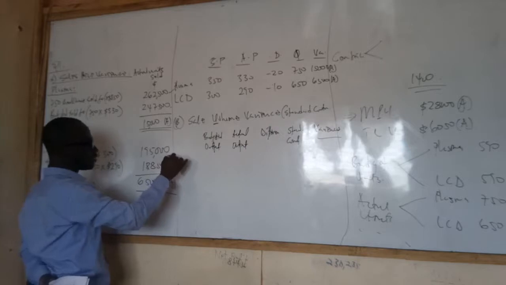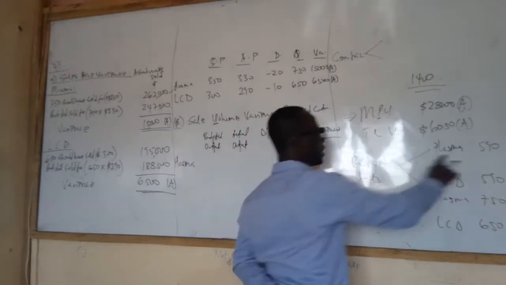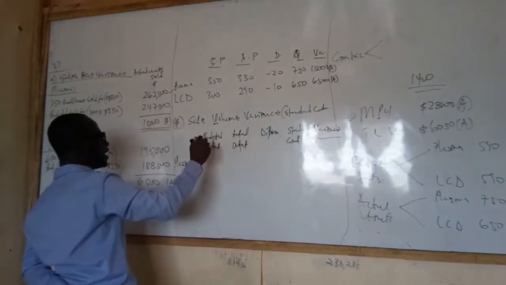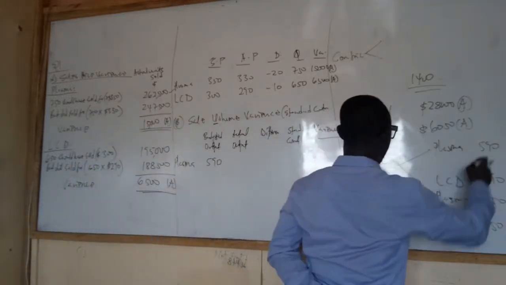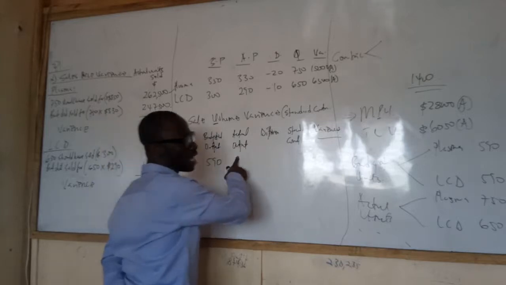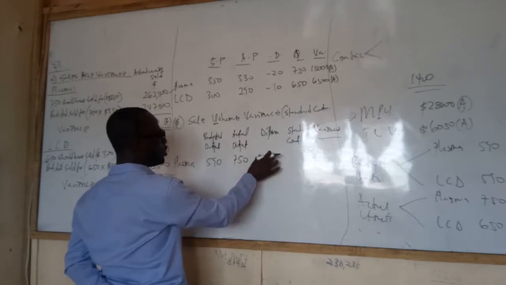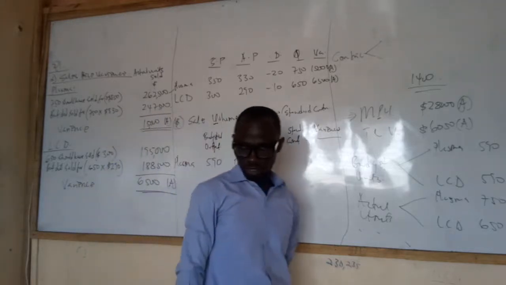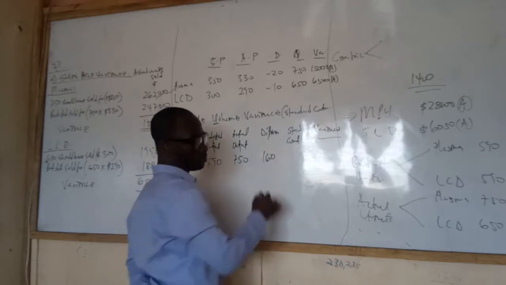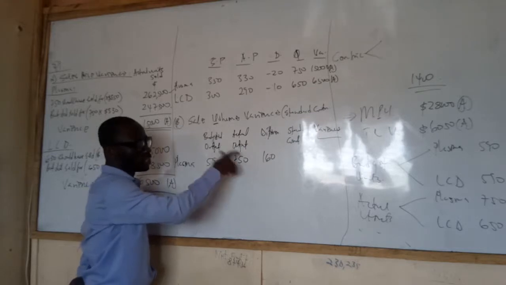So for plasma, what is the budgeted output? 590. Am I right? 590. Then actual output for plasma, 750. So difference 160. Good or bad? Good. You should have sold 590, but you sold 750. So this is a favorable variance.